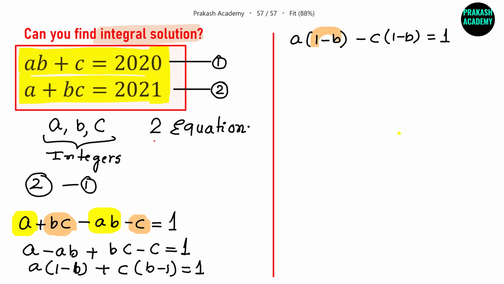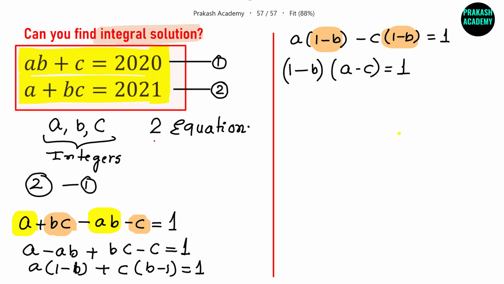Now we have 1 minus B here and we have 1 minus B here. So I can take this outside. So 1 minus B times A minus C is equal to 1. Now what should we do next?